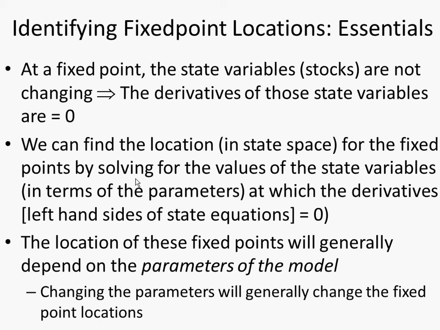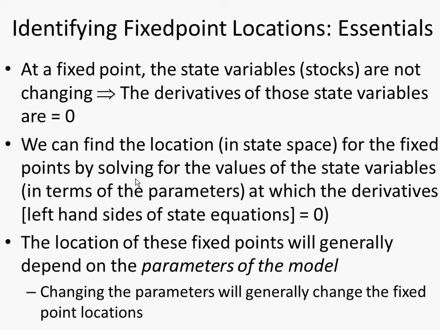Given a state variable, say the number of susceptibles, it's not going up. It's not going down. It's in equilibrium. So it is for I, and so it is for R. Now we can find the location of these fixed points, these equilibria, by solving for the values of the state variables. So in our case, SIR, let's say. Solving for expressions of them in terms of the parameters, ideally formulas for each one in terms of parameters at which the derivatives are equal to zero.